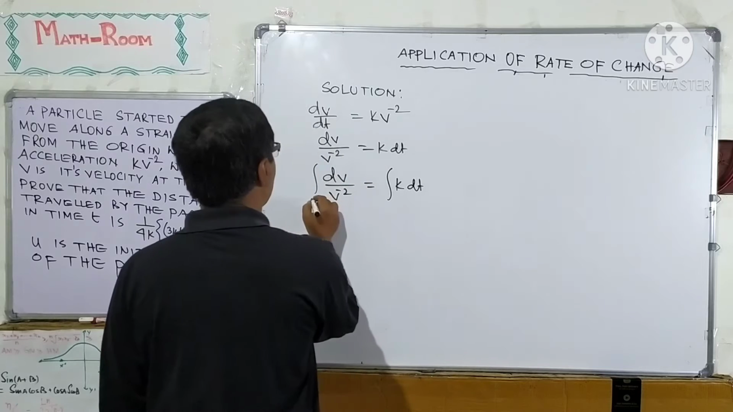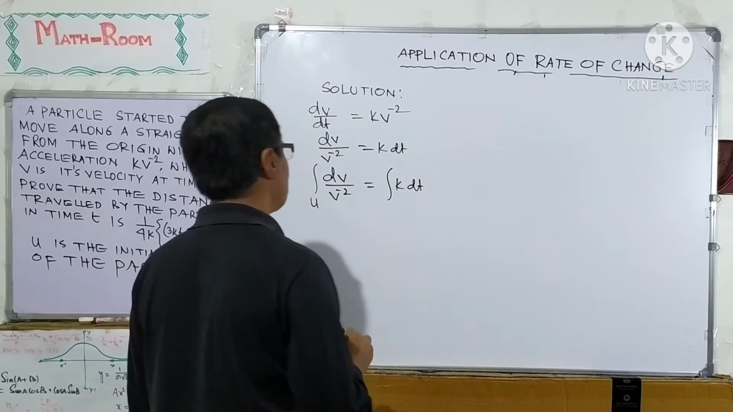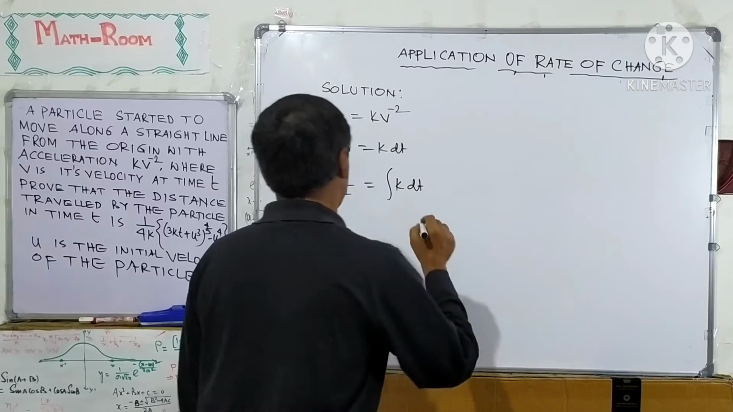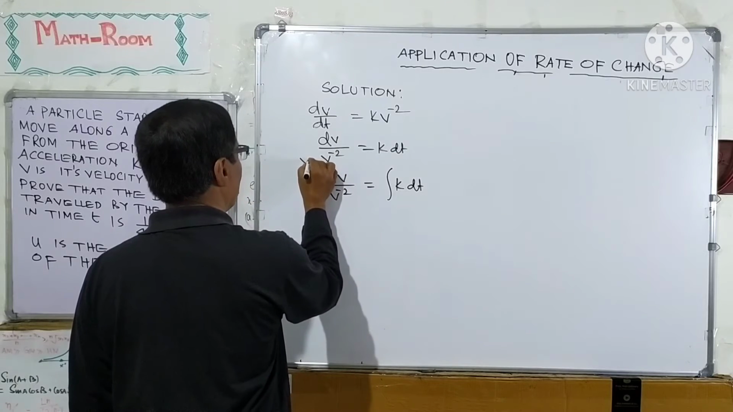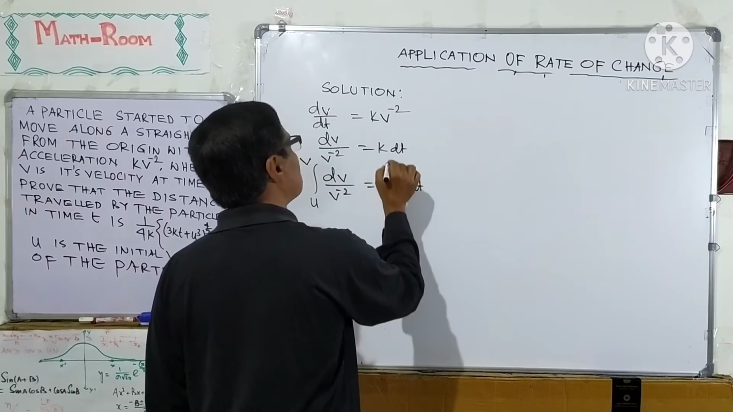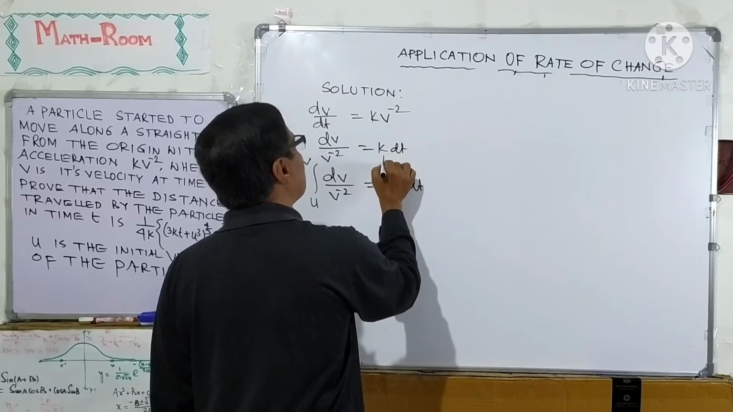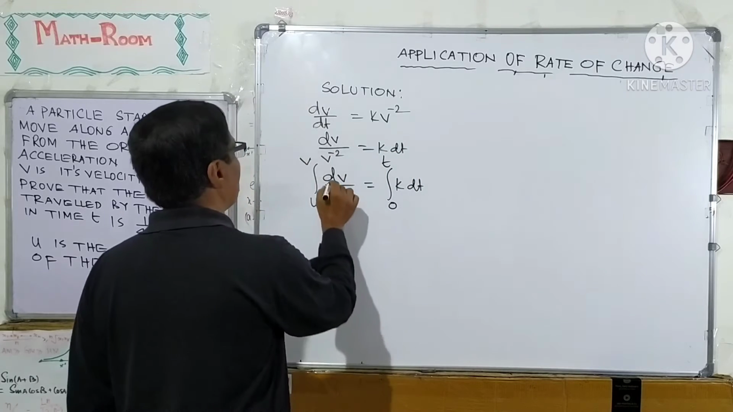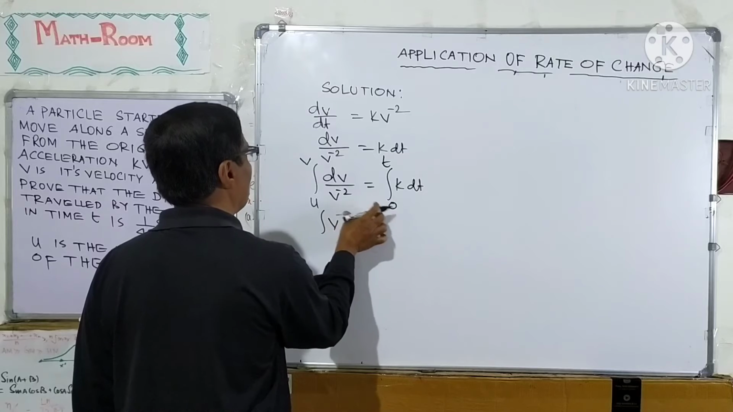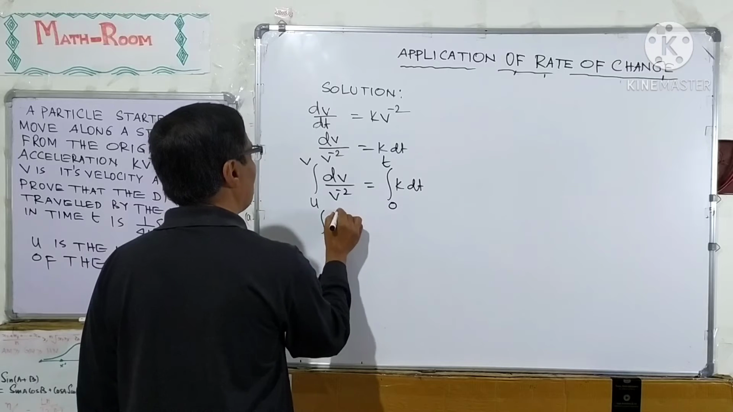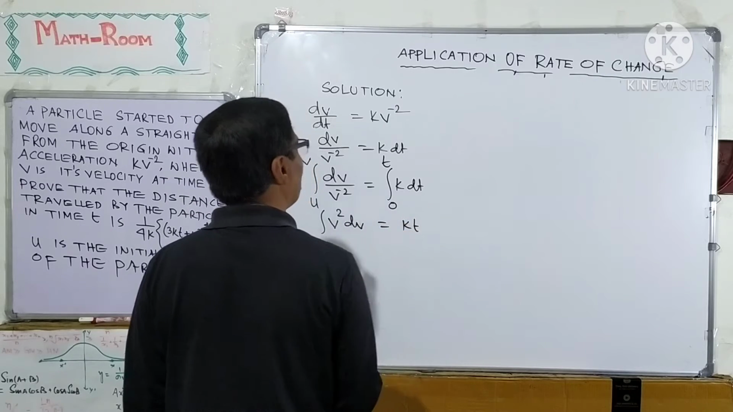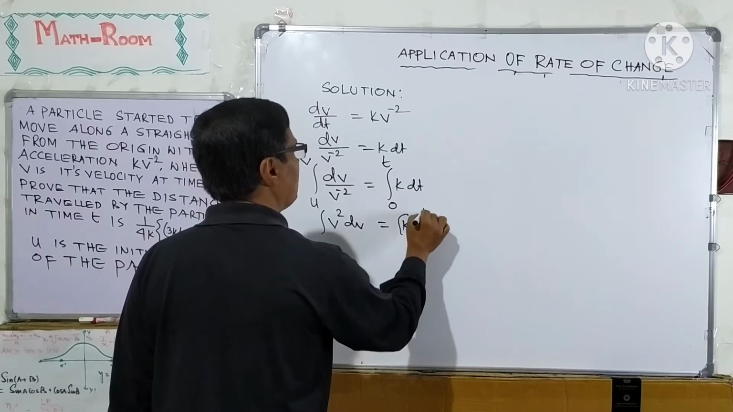So, the initial velocity is u and the final velocity is taken as v. Initial time is taken as 0 and final time is taken as t. So, we can integrate v to the power 2 dv from u to v equal to k integral of dt from 0 to t.